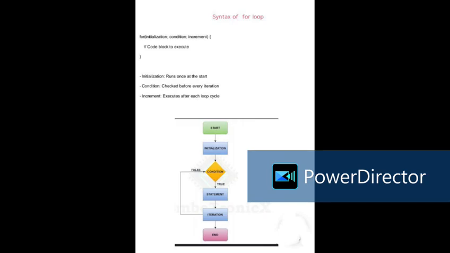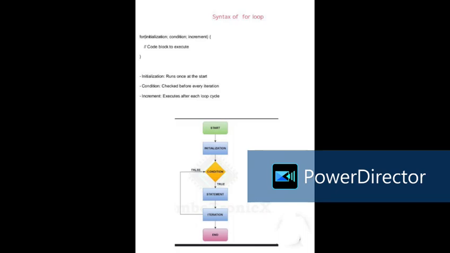For example, for (int i = 0; i < 10; i++) is a loop that starts from 0 and runs until i becomes 10, increasing by 1 in each step. This loop will execute 10 times.